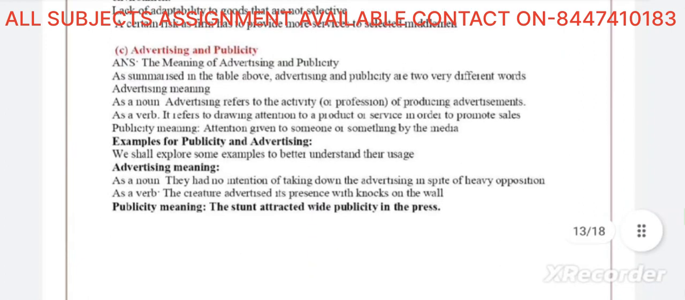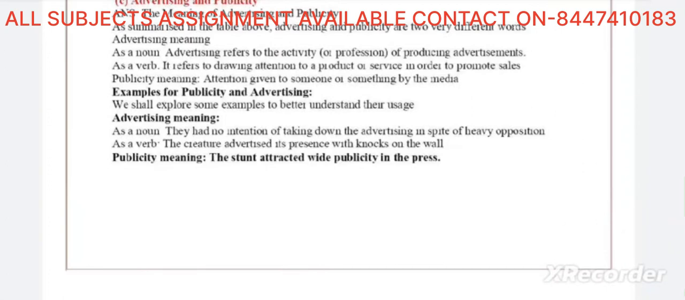Advertising and publicity. The meaning of advertising and publicity, as summarized in the table above: advertising and publicity are two very different words. Advertising meaning as a noun: advertising refers to the activity of producing advertisements. As a verb, it refers to drawing attention to a product or service in order to promote sales. Publicity meaning attention given to someone or something by the media. Examples of publicity and advertising: we shall explore more examples to better understand their usage.